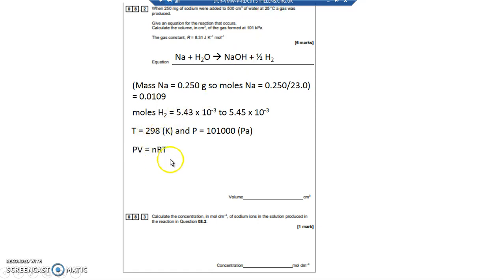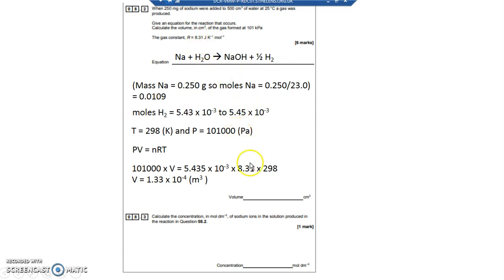Now we can use PV equals nRT. Pressure times volume is number of moles, which we've worked out before for the hydrogen, times R times T. Remember, this is called the gas equation, PV equals nRT. So you've got to have gas. n is the number of moles of gas, the hydrogen gas. Always remember that you're talking about gases when you're using this equation.